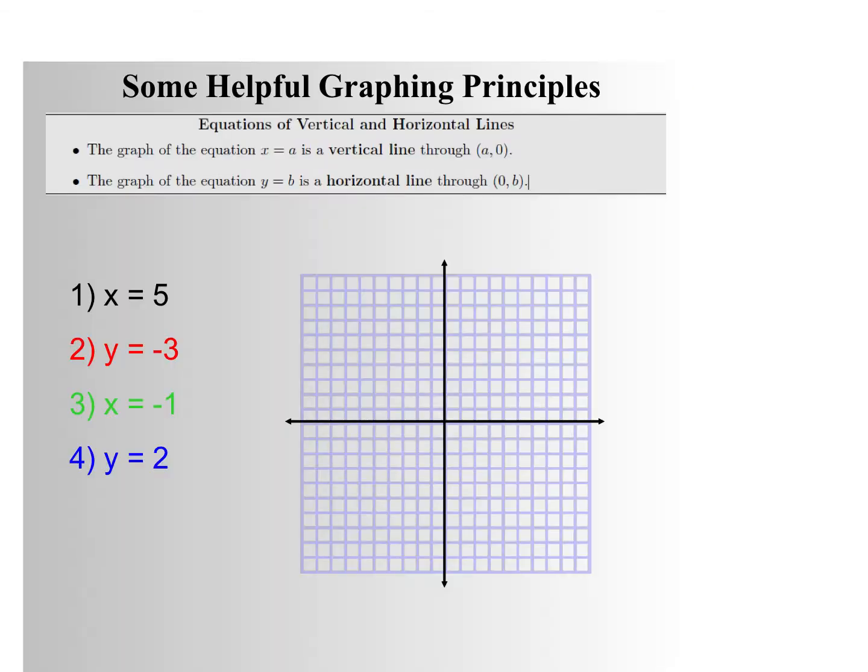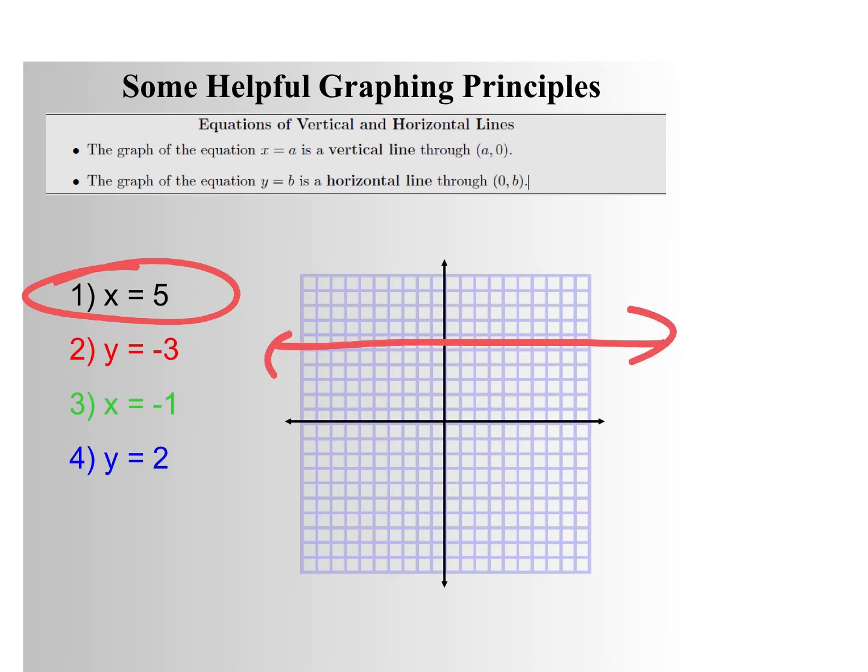Crisp. All right. Some helpful graphing principles. Get to this page, please. So, equations of vertical and horizontal lines. I get it all the time that people are like, is this at 5 this way? Or is this at 5 this way? And I could see how you could easily be confused by that.